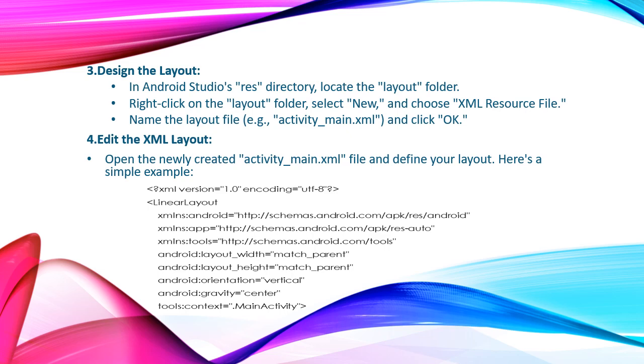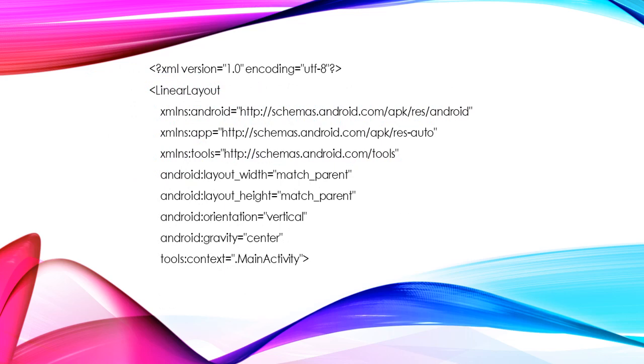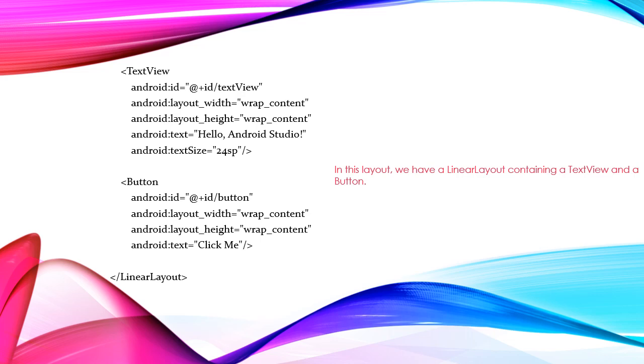So XML version, and this is the example with the linear layout and text view and button. In this layout we have a linear layout containing a text view and a button. In the text view, we have the layout width of wrap content, layout height, text and text size. In the button, ID, layout width, layout height and text. And in this layout we have a linear layout of the text view and the button.